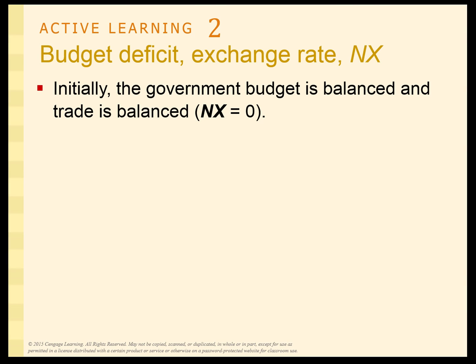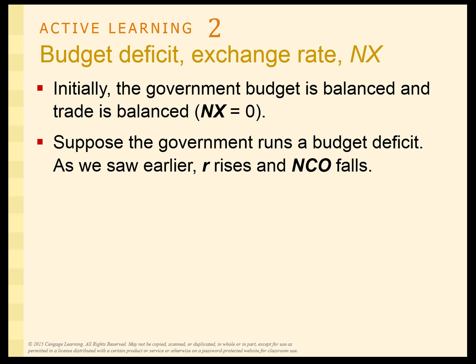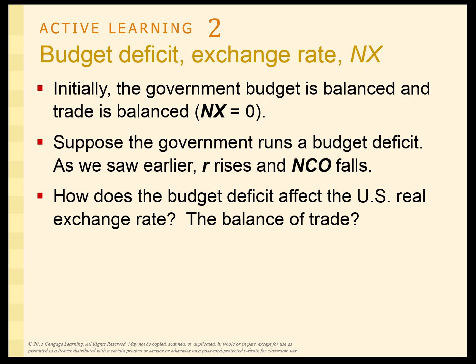Okay, let's go ahead and do the exact same problem again, but add in the foreign exchange market. We have a government budget that is balanced and trade that is balanced, and then the government runs a budget deficit. Last time you did this graph, you saw that R rises and NCO falls. But now I want to know what happens to the real exchange rate and the balance of trade. So why don't you finish the model that you started a couple slides ago and figure this out. Come back to me when you're done.